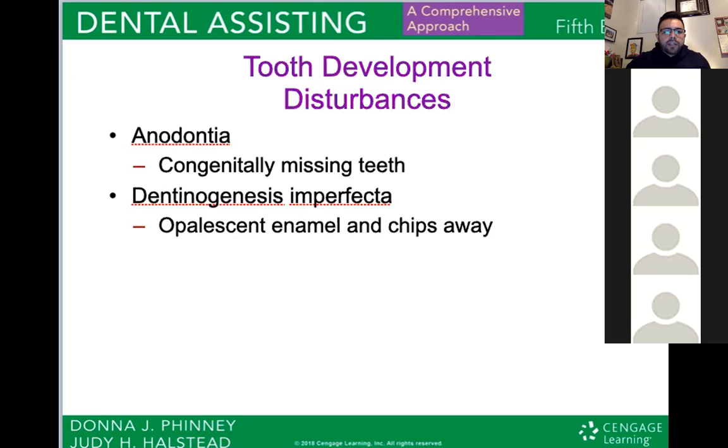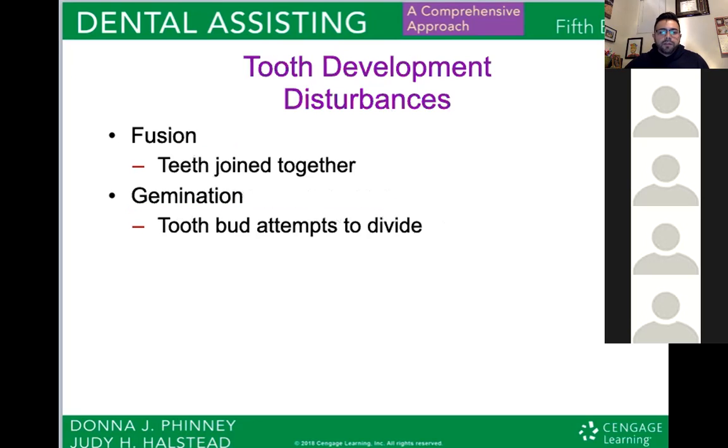Okay, so anodontia is when teeth are congenitally missing altogether. Dentinogenesis imperfecta is the condition in which the enamel appears to be opalescent and chips away from the dentin soon after eruption of the tooth. Fusion is a condition in which the enamel and dentin of two or more individual teeth join together. And germination may appear much like fusion, but in this case, a single tooth bud attempts to divide.